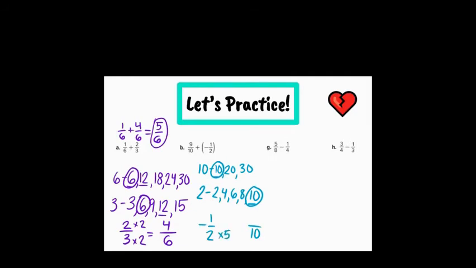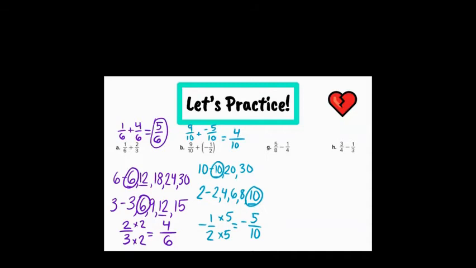Whatever we multiply on the bottom, we have to multiply on the top. So -1 times 5 is -5. So our new fraction is going to be -5/10. I'm going to rewrite this above so that way we can add our new fractions together. 9 plus -5 equals 4. Put that over your denominator, which is 10.